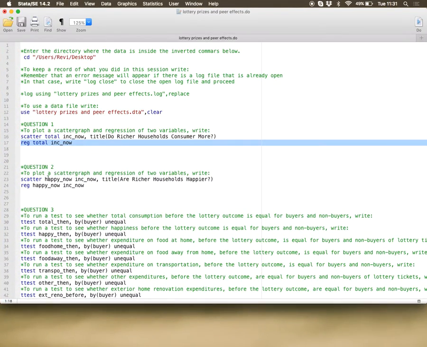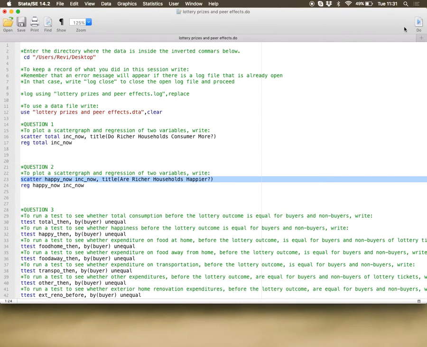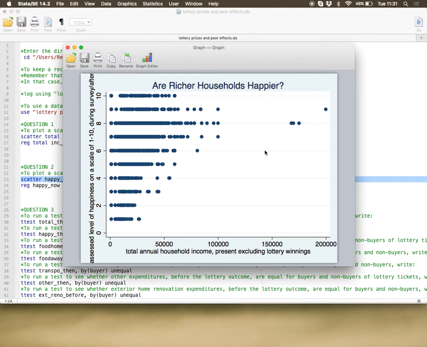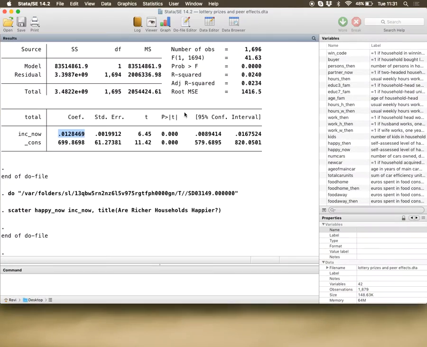Let's go to question two. Now we want to plot happiness and income. What do you think? As you get more income, are you happier? Yeah. Sure, but what about the R squared in the previous question? Yeah, so the R square here, it's 2%.